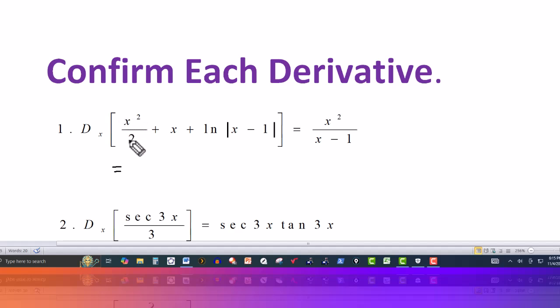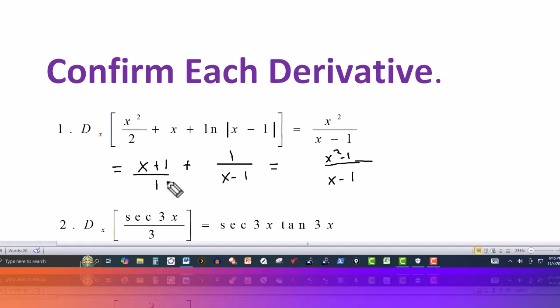Bring the 2 out, cancels, and I get an x. Derivative of x, that's 1. And then when I have a ln of absolute x minus 1, whatever we have here, x minus 1 in the absolute values, goes in the denominator. And the derivative of this expression here, x minus 1, which is 1, goes up here. And I got a plus here. And then we just combine. So let's just say the denominator of this is x minus 1. So let's put this over 1. Multiply numerator and denominator by x minus 1. So that's going to give us x squared minus 1.